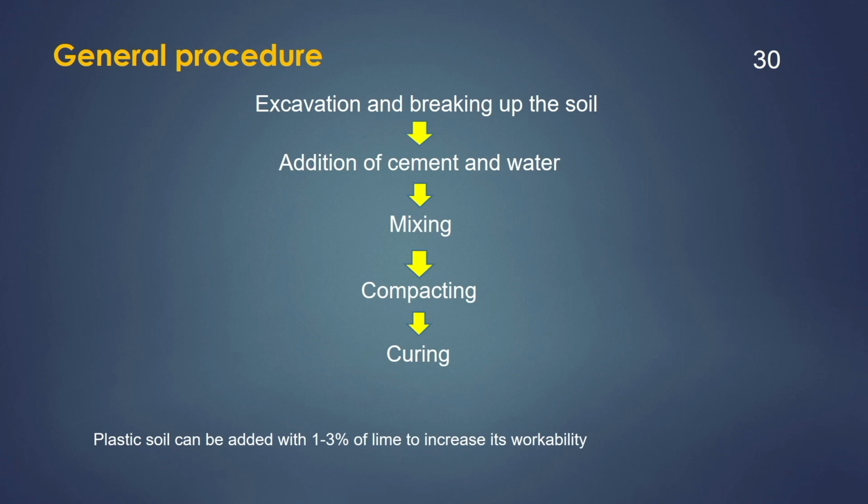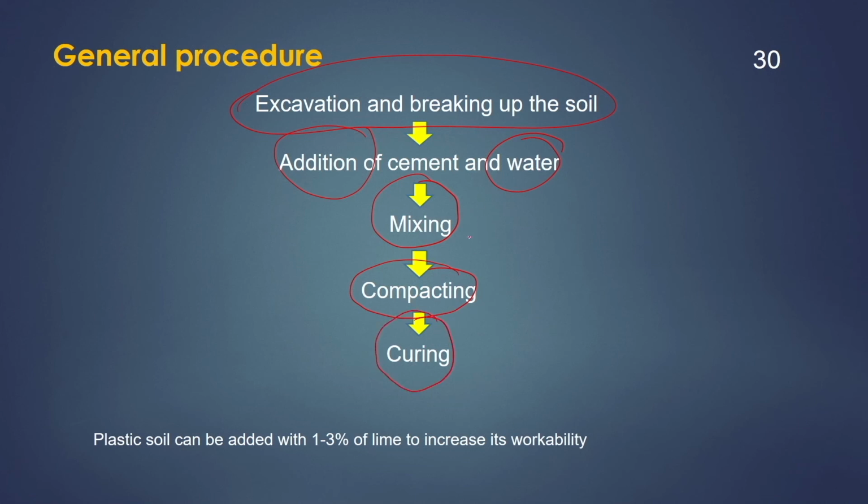This is the general procedure which we need to adopt for a soil cement stabilization process. In the first step, the excavation of the soil will be carried out, and the larger particles can be broken into small particles so that the mixing can be uniform. Once the excavation or pulverization step is complete, the cement will be added to the soil along with water. Immediately after adding the cement to the soil, the mixing will be performed, and after the mixing, the soil will be compacted using a compactor, and once the compaction is finished, the soil will be allowed to cure.